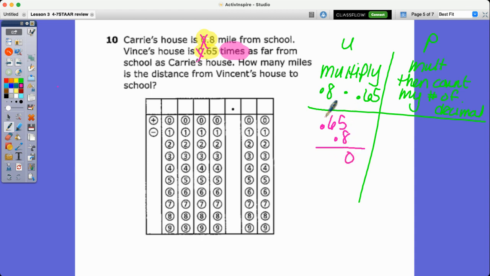8 times 5 is 40. Carry my 4. 8 times 6 is 48 plus 4 is 52. Now, I have to come back in here. And how many decimal places do I have? I have 1, 2, 3. So I need to move my decimal in once, twice, 3 times. My answer is 0.52, which is put here. Be careful, because even though we're not using grid tables anymore, you must know where to put it. And this trails or comes after the decimal point.